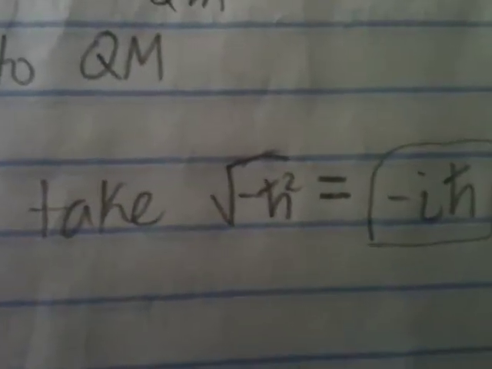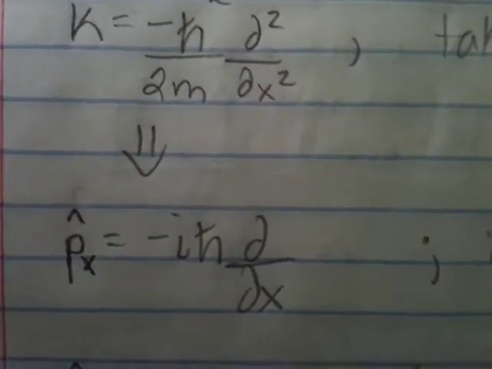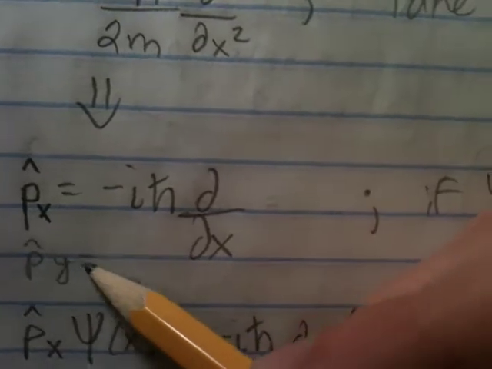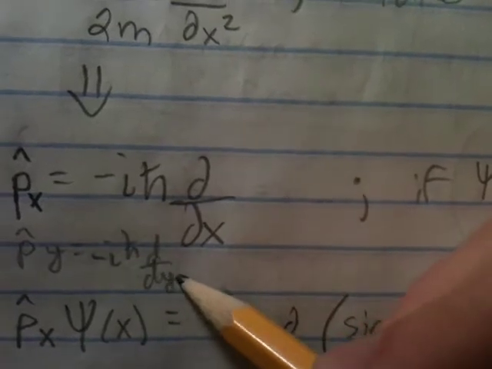Also, clever trick. Taking the square root of negative h bar squared will give you negative i h bar. That is awesome. It's awesome for a couple of reasons. Namely, we can rewrite p of x like this. We can rewrite any momentum operator in any direction like this. P of y would be negative i h bar d of dy.